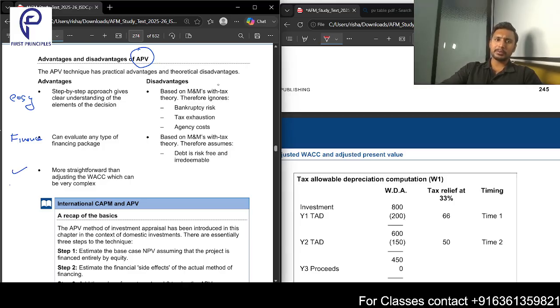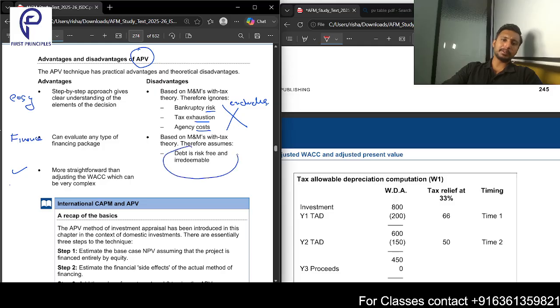Disadvantages: it's based on MM's with tax theory, therefore it ignores three risks. It excludes bankruptcy risk, it excludes tax exhaustion, and it excludes agency costs. These three things it excludes. That is a disadvantage. And because it is based on with tax theory, it therefore assumes debt is risk-free and irredeemable.